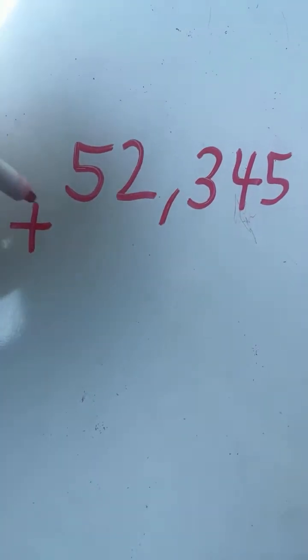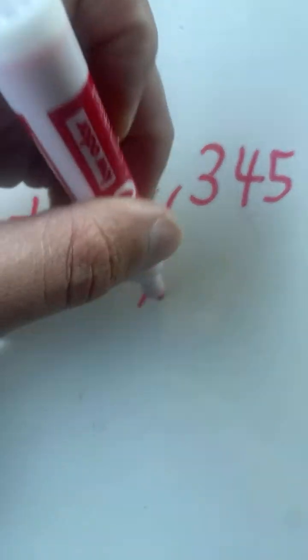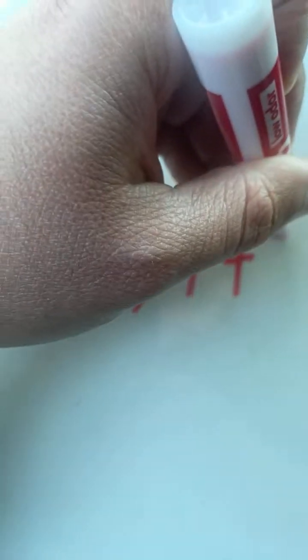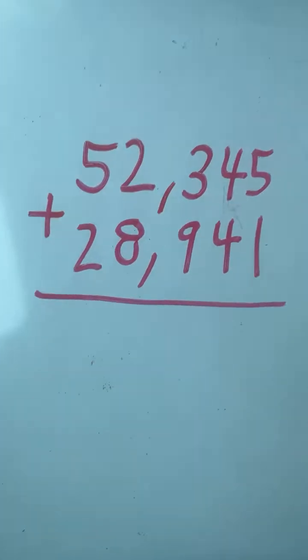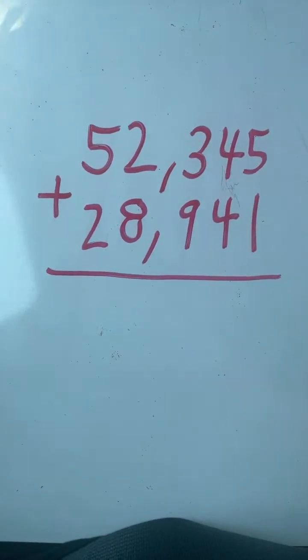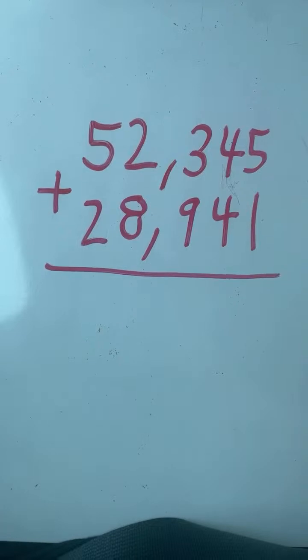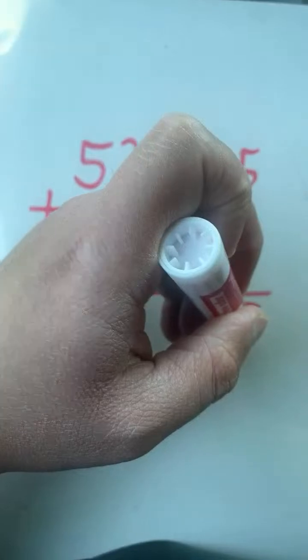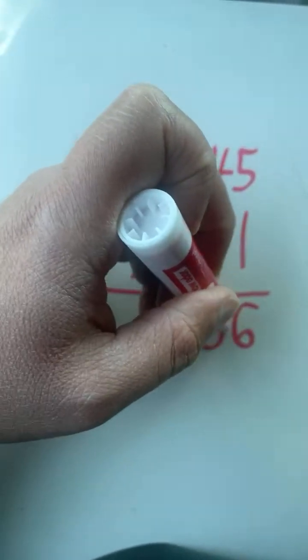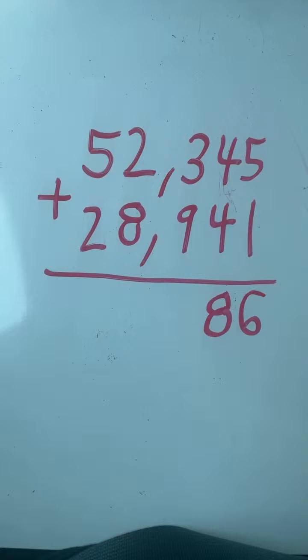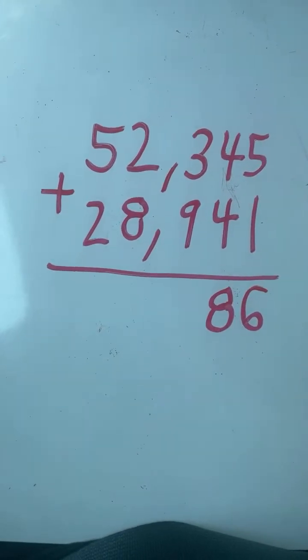Alright, next example problem. 52,345 plus 28,941. 5 plus 1 equals 6. 4 plus 4 equals 8. We do not need to regroup in the ones or the tens place because our sum is less than 10.